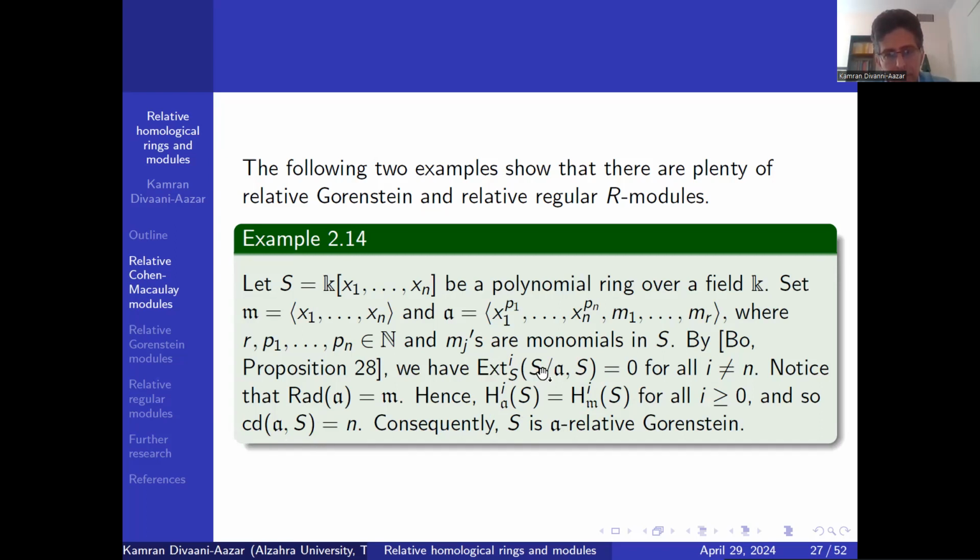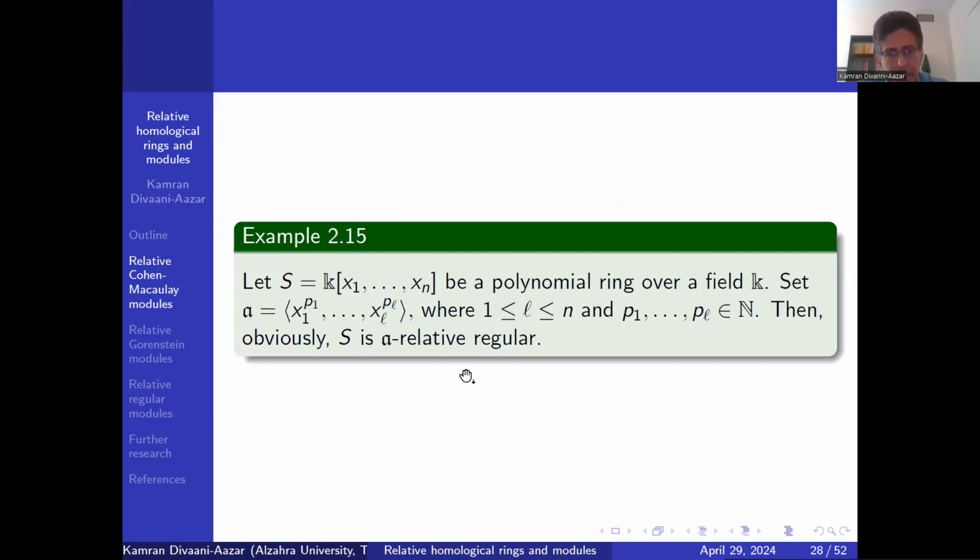So by definition, S is a relative Gorenstein. So here, we have a lot of relative Gorenstein rings. And this example presents plenty of relative regular rings. Take S as before, and let A be this monomial ideal.